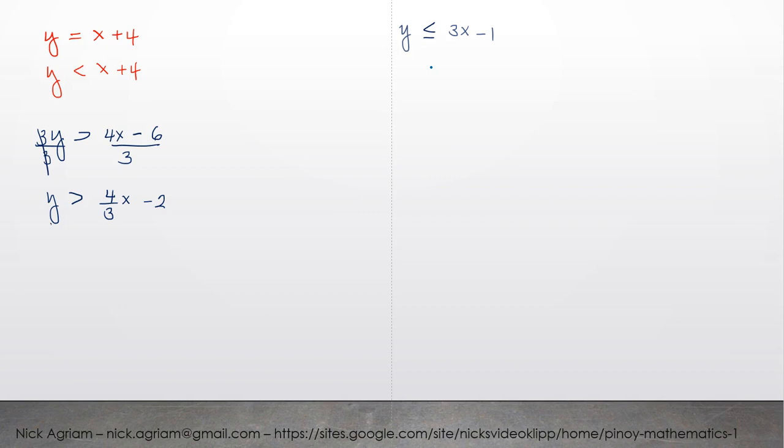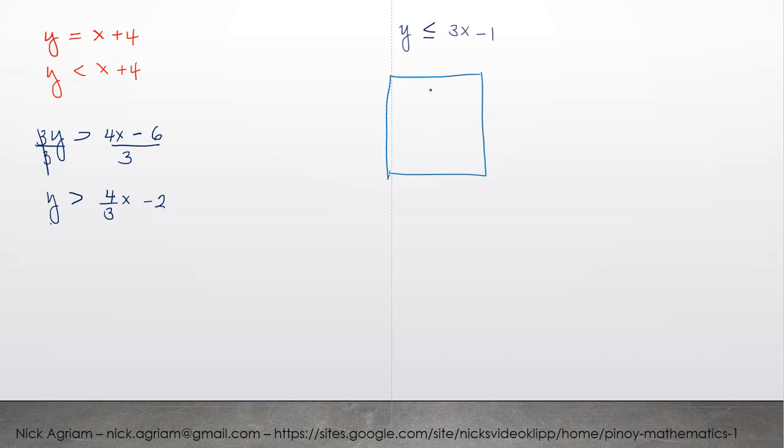Another example, y is less than or equal to 3x minus 1. As you can see, it's less than or equal. That means my line is a solid line, and my shaded solution is the area under the line, and the line is included. But if you don't have GeoGebra, how do you do it? By hand. That is what I'm going to remind you now.